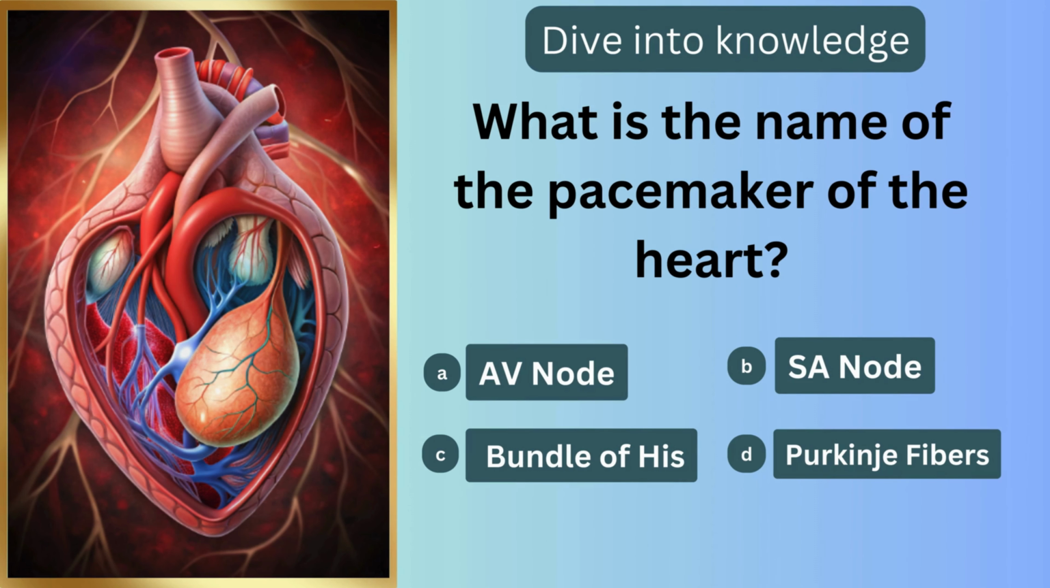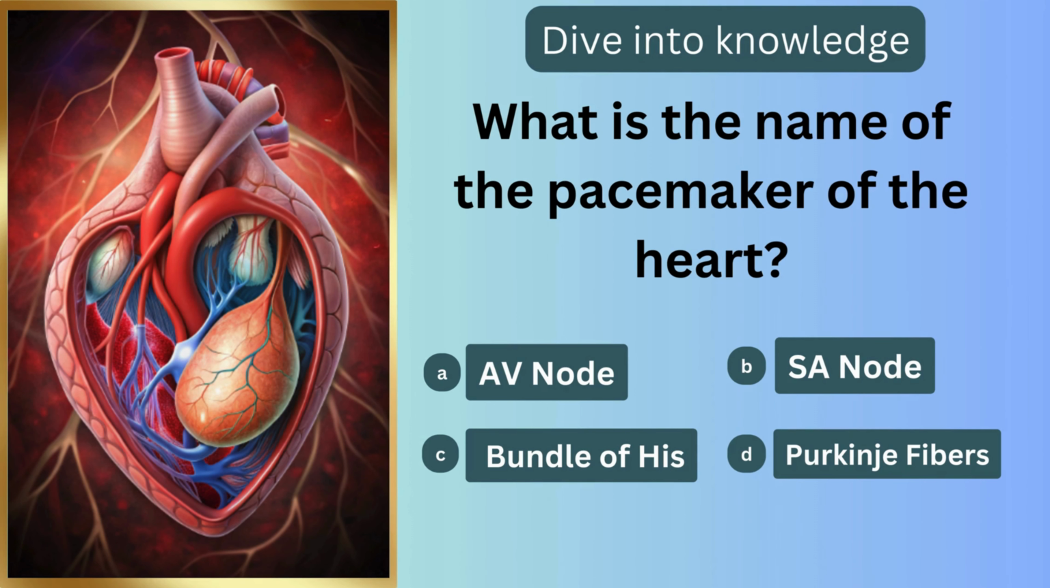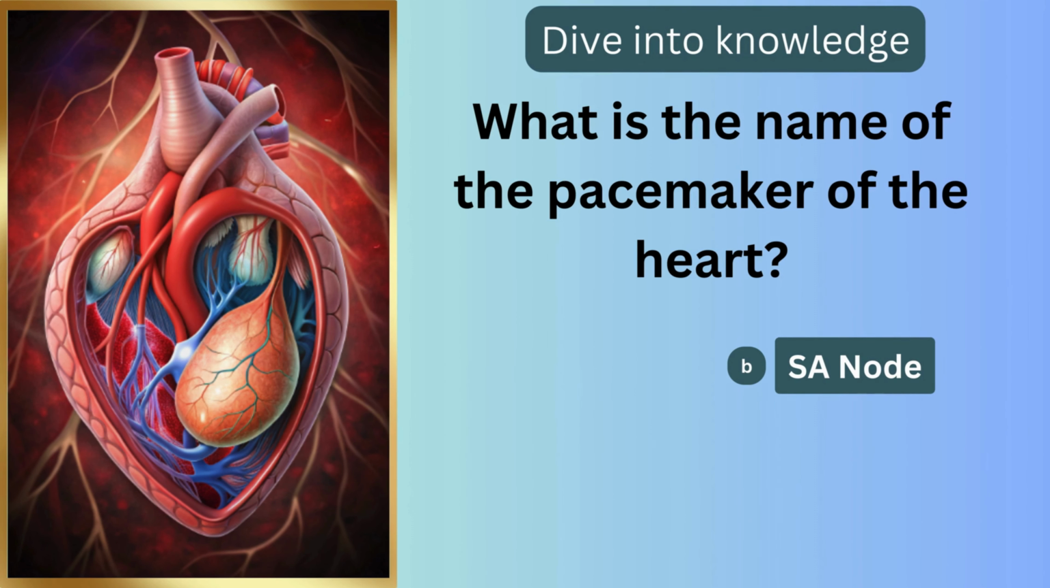Next question is, what is the name of the pacemaker of the heart? Let's take a look at the options. A. AV node. B. SA node. C. Bundle of His. Or D. Purkinje fibers. Time's up. The right answer is B. SA node.